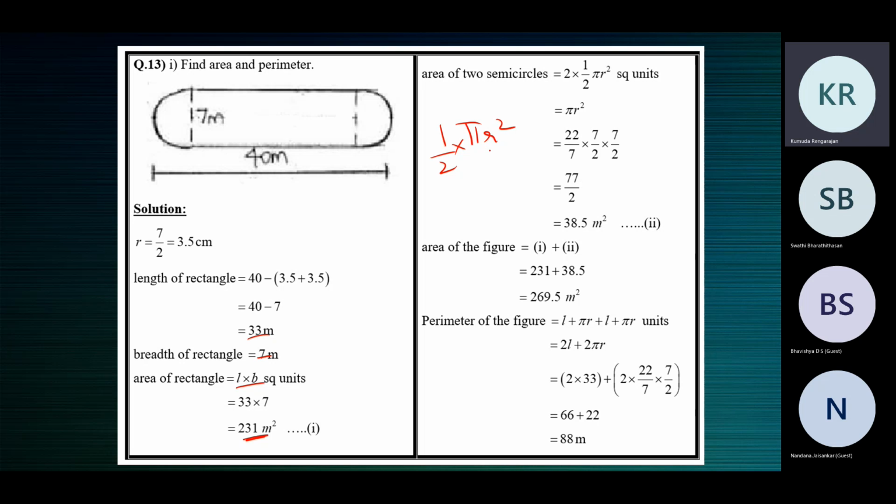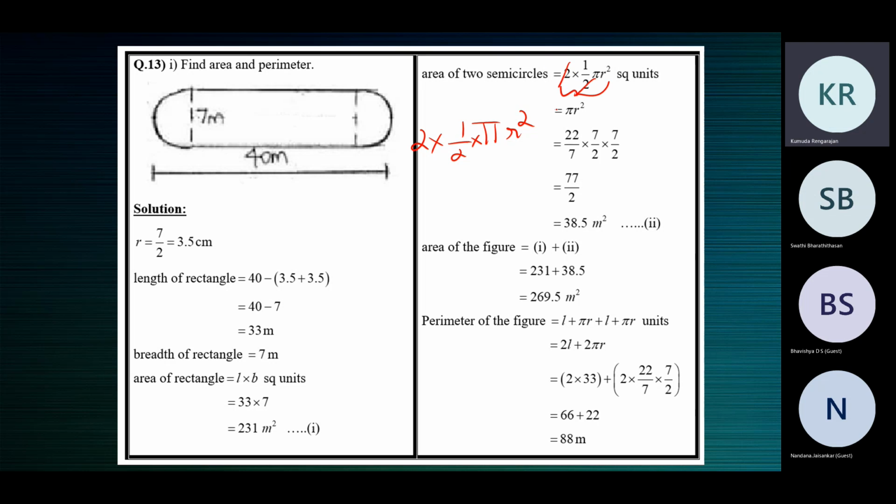One circle is pi r square. So the area of a semicircle will be half of pi r square. What I've written here, half pi r square, is the area of one semicircle. Like that, we have two semicircles. So 2 into half pi r square. Please understand what I've written there. The area of two semicircles will be 2 into this one, half pi r square.